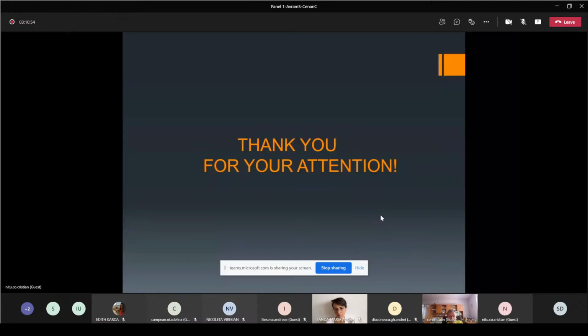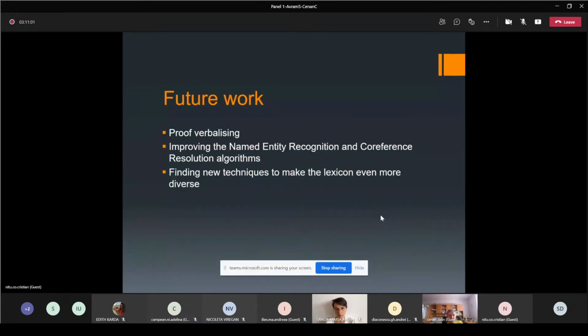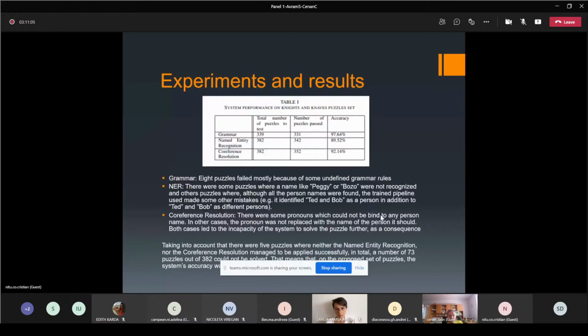Very interesting. In the final slides or in the final part of your conclusion, you mentioned that there are some puzzles which cannot be solved. Did you manage to somehow identify the features which make these puzzles unsolvable for your approach?